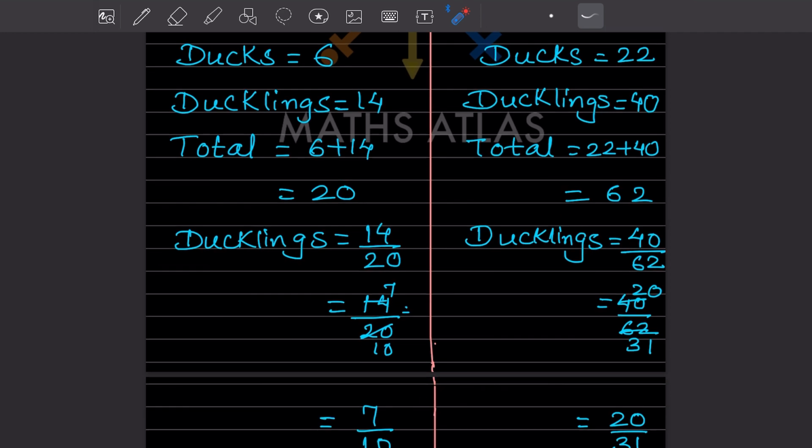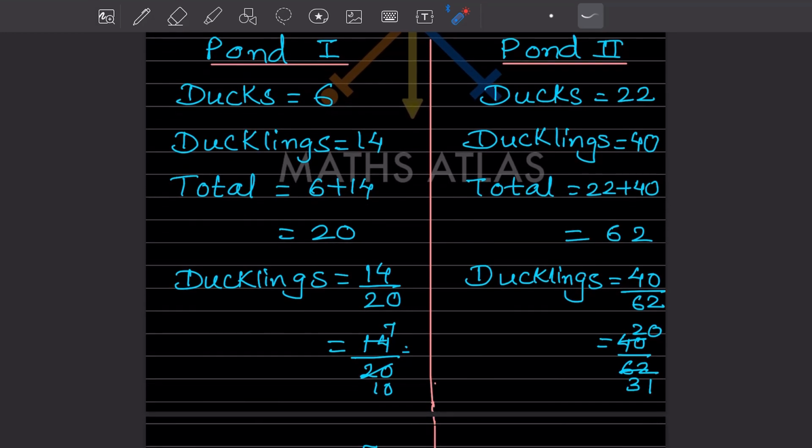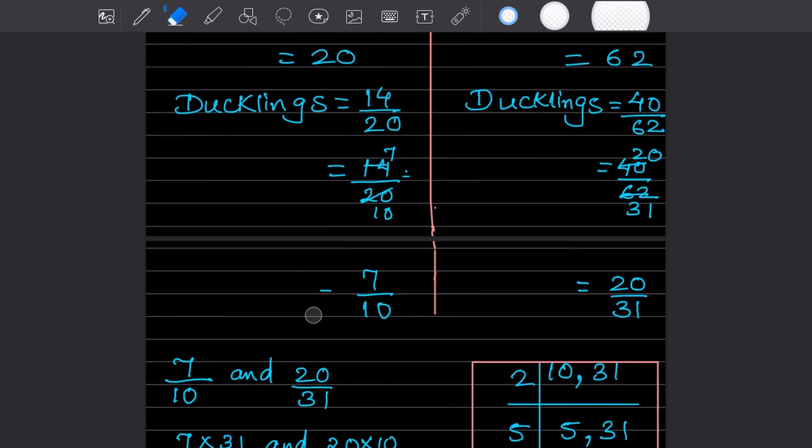Now same over here, look at the right hand side, that is for pond 2. Again here we'll see the ducklings are 40 out of 62. So 40 out of 62, that is 20 by 31. So now look at here, 40 divided by 2 and 62 divided by 2, that will be 20 by 31. Hope you got this. This is for pond 1 and this is for pond 2.